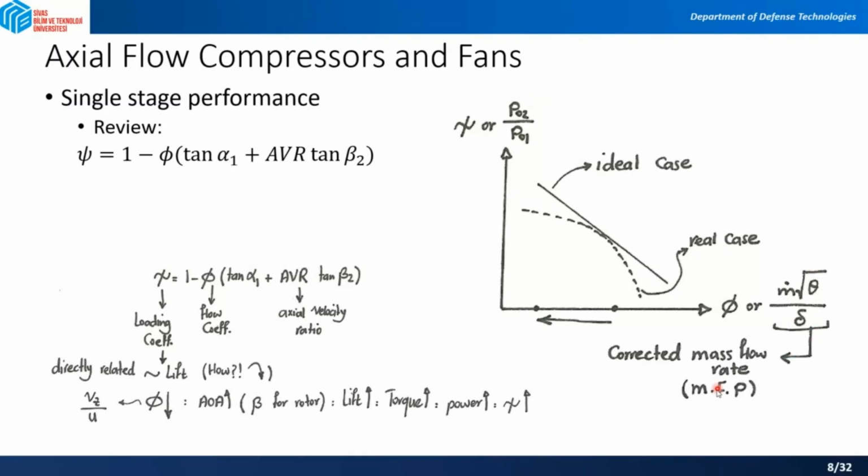It doesn't matter if you just plot the pressure ratio, which is P02 over P01, over corrected mass flow rate or mass flow parameter, m dot square root of theta over delta. These are defined before, if you remember. So theta is your temperature ratio. You will come up with such curves. Okay, so this is for a single stage.